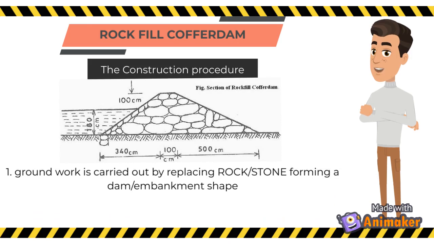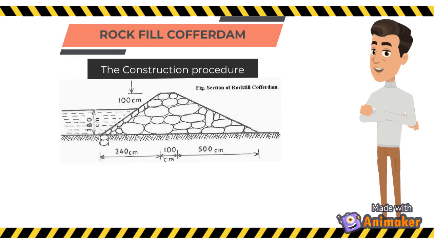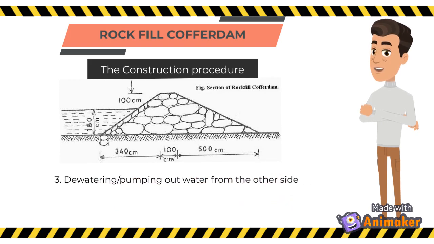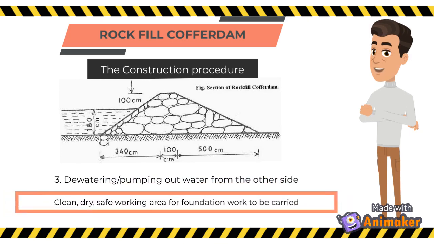Firstly, as usual, the groundwork is carried out and the required design area is filled with rock or stone, forming an embankment over them. Then the voids left are partially filled with earth and stone chips for a sturdier form. Secondly, as a precautionary step, the side of the embankment facing the water will be pitched with organized rocks for a better water-resistant and impermeable embankment. Lastly, dewatering, or pumping out the remaining water from the other side of the embankment, for the construction to be executed in a clean, dry, and safe working environment.